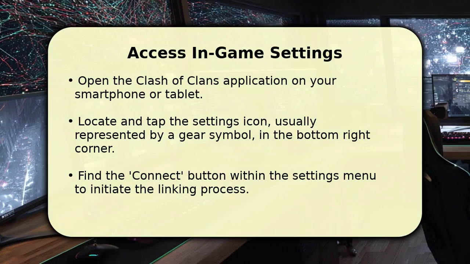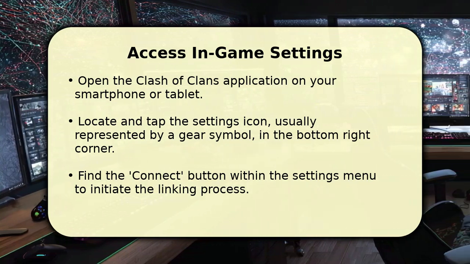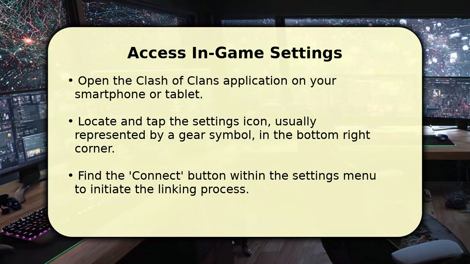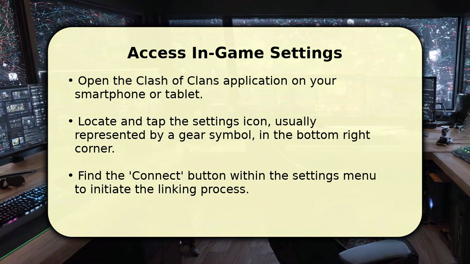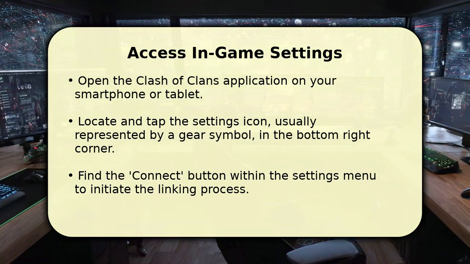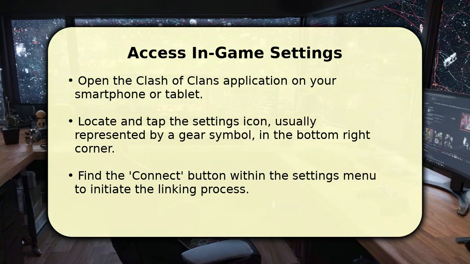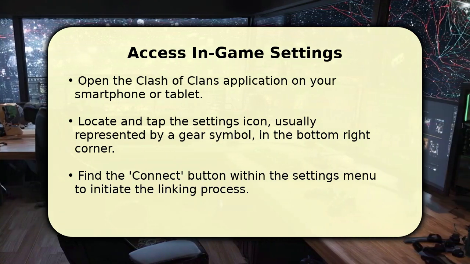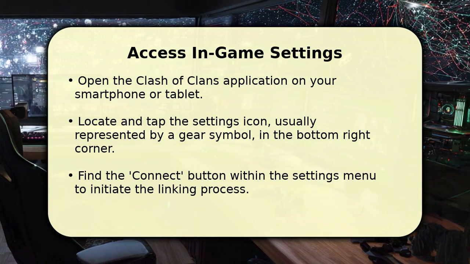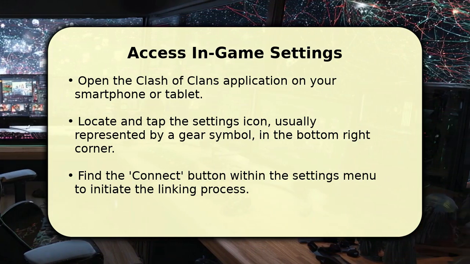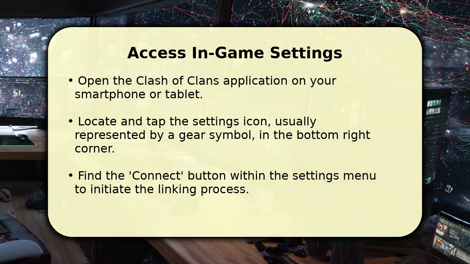Now, launch your Clash of Clans game. Once inside your village, look for the small gear icon, which is your settings button, typically found in the bottom right corner of the screen. Tap this icon to open the settings menu. Inside this menu, you will see various options. Identify and tap the Connect button, often colored blue, to begin linking your accounts.